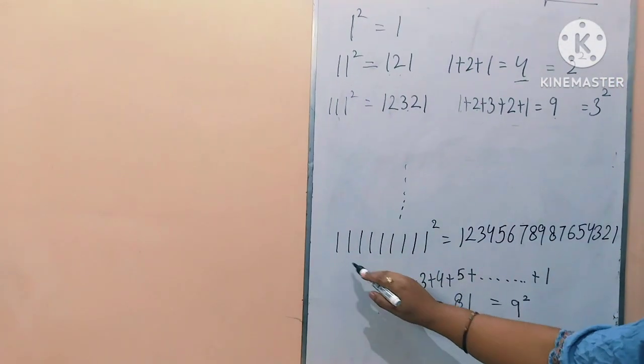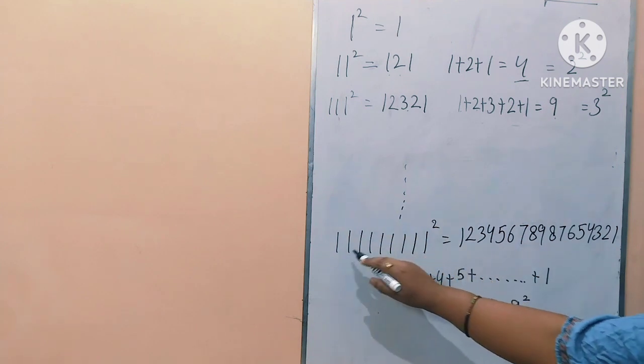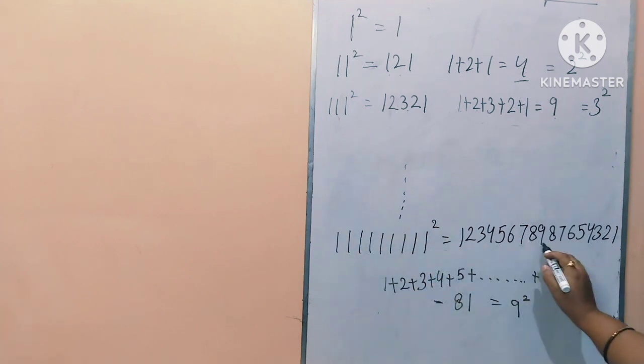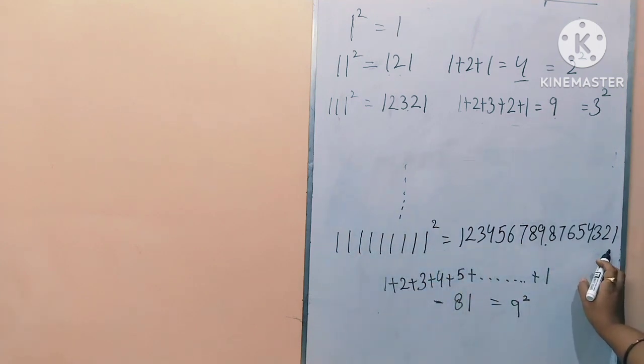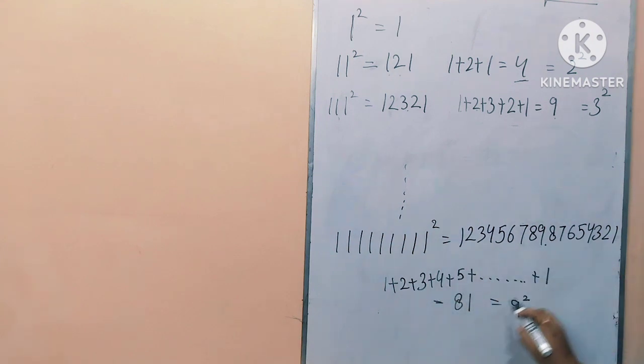So if you add the digits together, if there were 3 ones, the sum you get is 9, which is a square of 3. Similarly, if I have 9 ones, it is 9 square, which is 81.